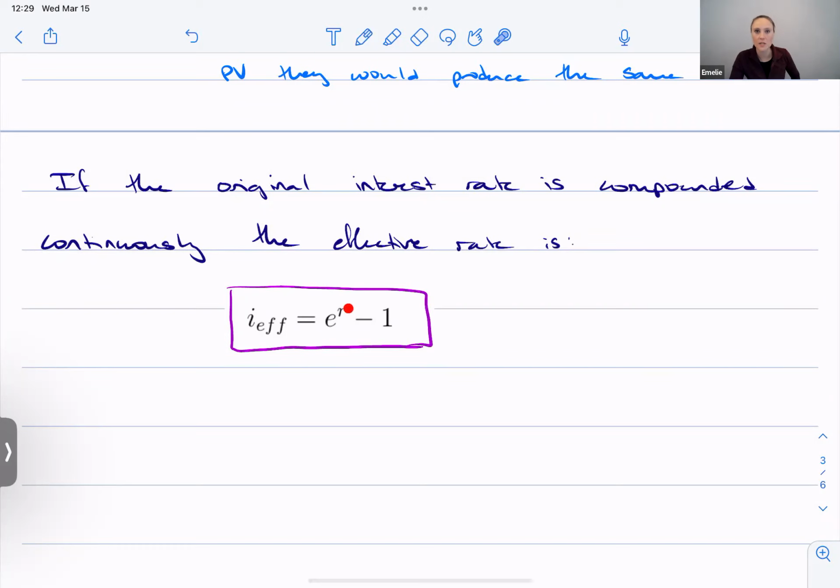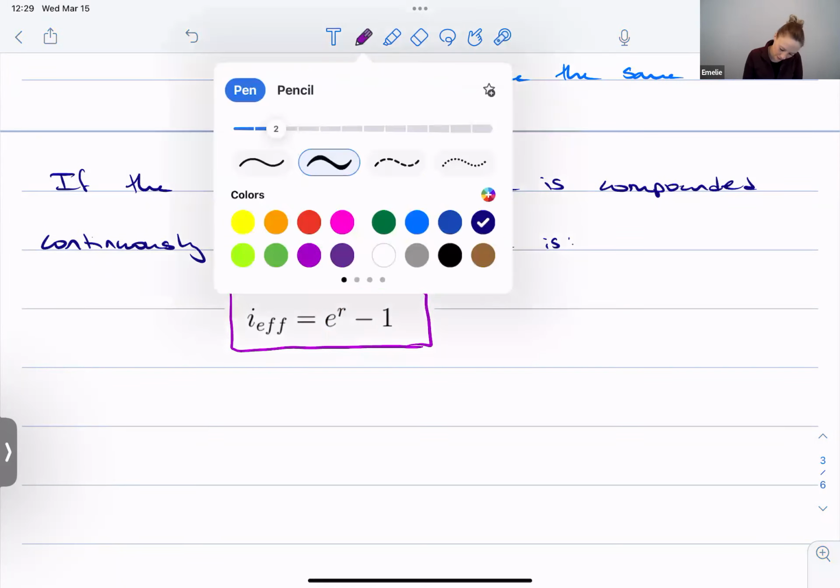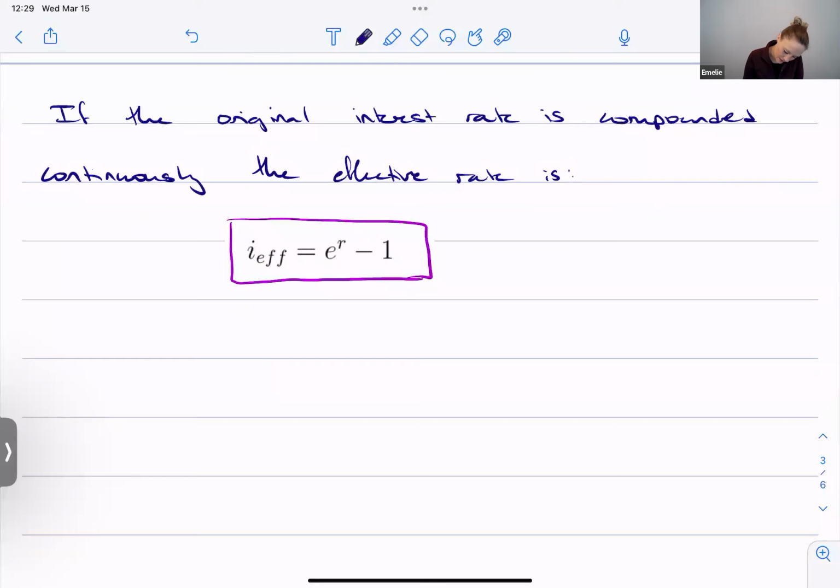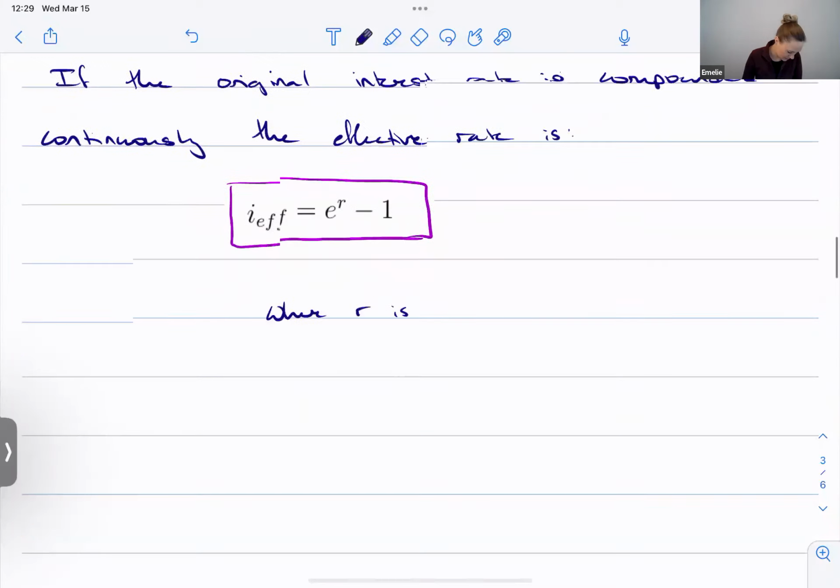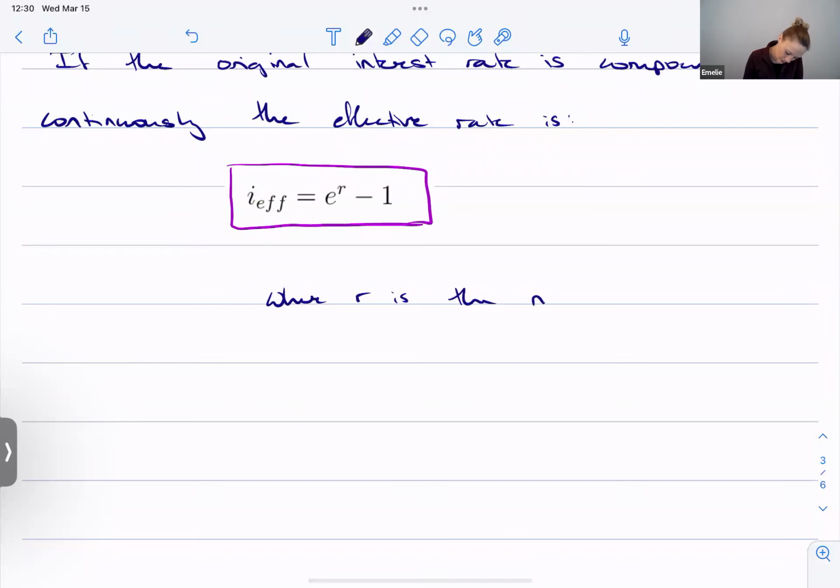Notice that it just has R, so we don't need to calculate I. Why couldn't we even do that? I is R over F. If the frequency is continuous, then we can't do anything about that. So the only clarification that we need here is that R is the nominal rate.